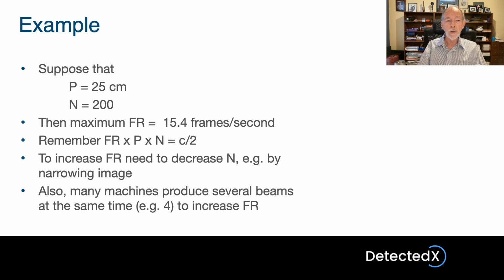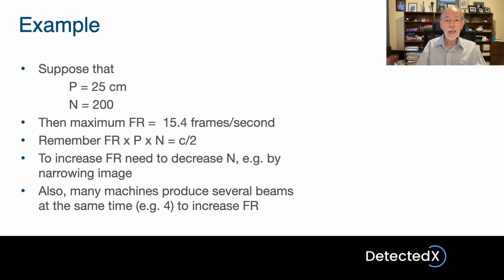Let's just quickly run through an example. Suppose that we are doing an abdominal scan with a penetration depth of 25 centimeters, and there will be 200 lines in each image. This parameter is set by the manufacturers, the way they design the machine. Then, using the formula in the previous slide, I can calculate that the maximum possible frame rate is a little over 15 images per second.